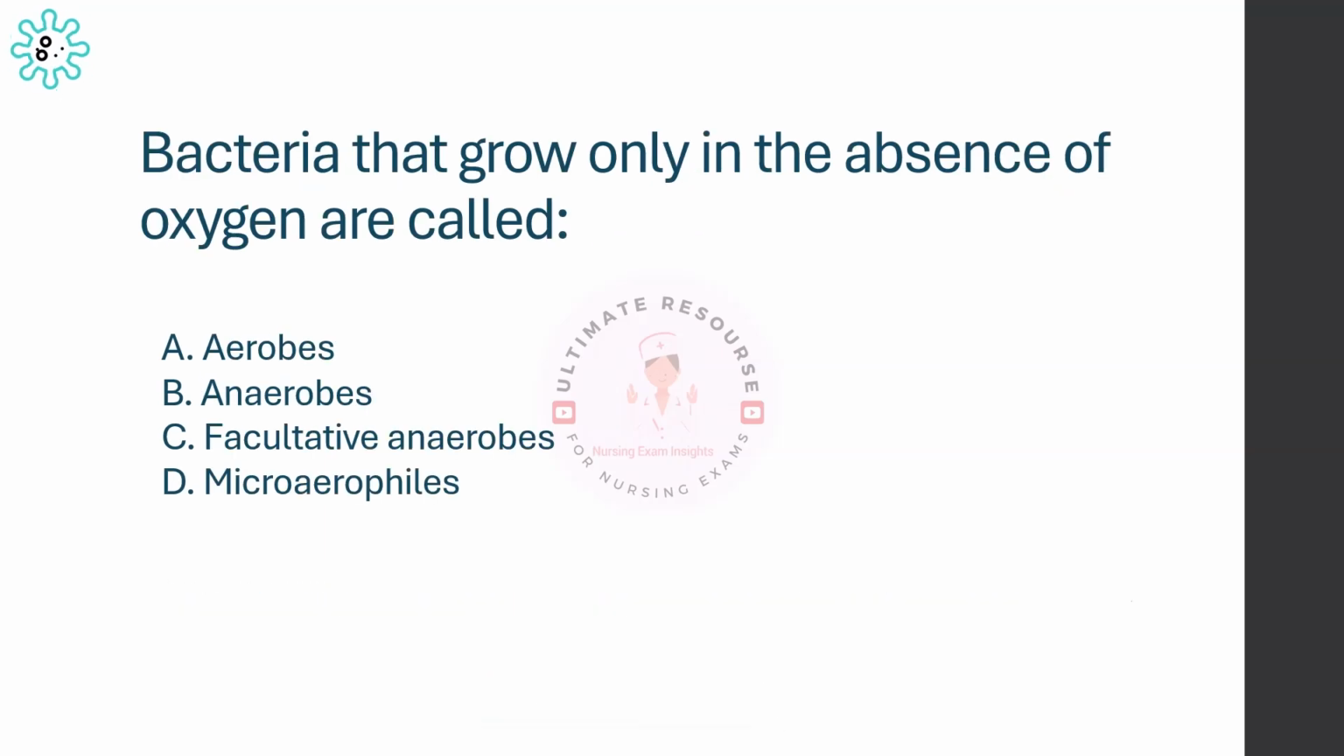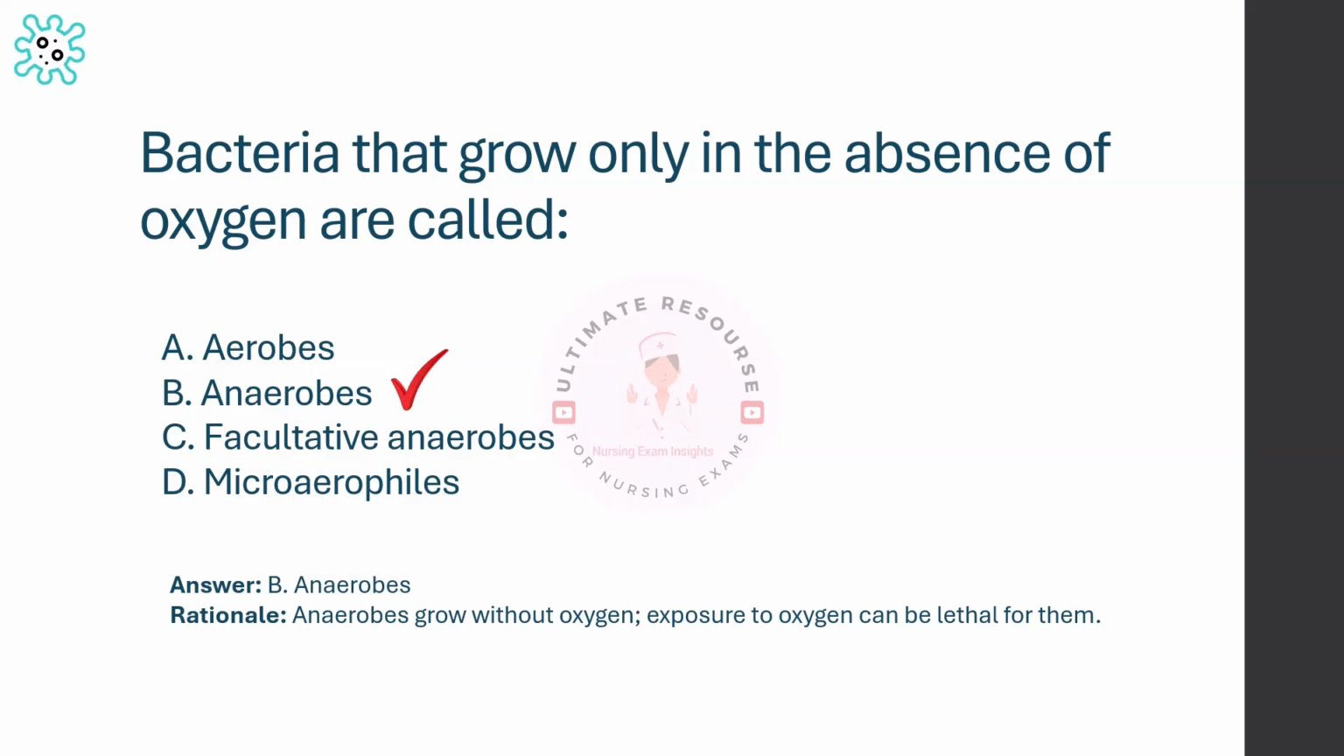Bacteria that grow only in the absence of oxygen are called? Options are A. Aerobes, B. Anaerobes, C. Facultative aerobes, D. Microaerophiles. The answer is anaerobes. Anaerobes grow without oxygen. Exposure to oxygen can be lethal for them.